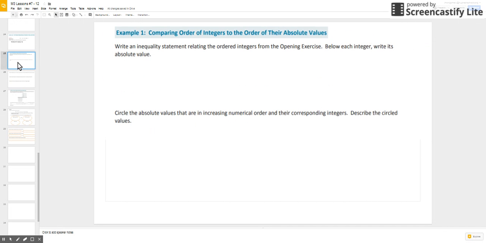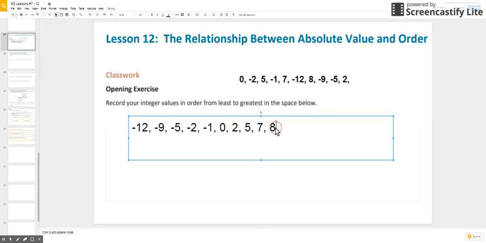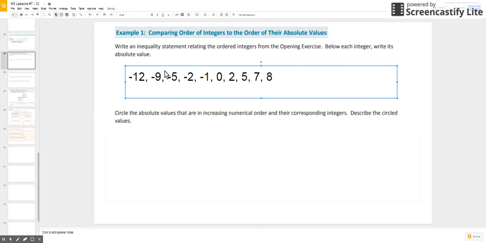So let's look at what we have going on. Example 1 says comparing order of integers and the order of absolute values. We're going to talk about how the order of integers relates to the order of their absolute value. It says write an inequality statement relating to the order of integers in the opening exercise. Below each integer, write the absolute values. So we're going to take all these numbers and write this as an inequality. I'm going to save some time and copy and paste them over here, because the order is not going to change. Just how they're stated will change.